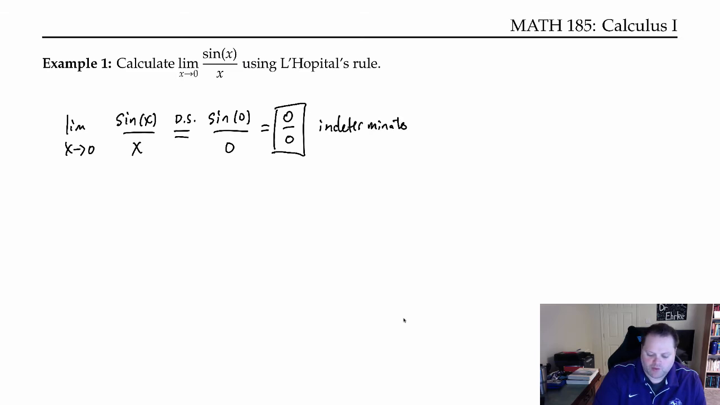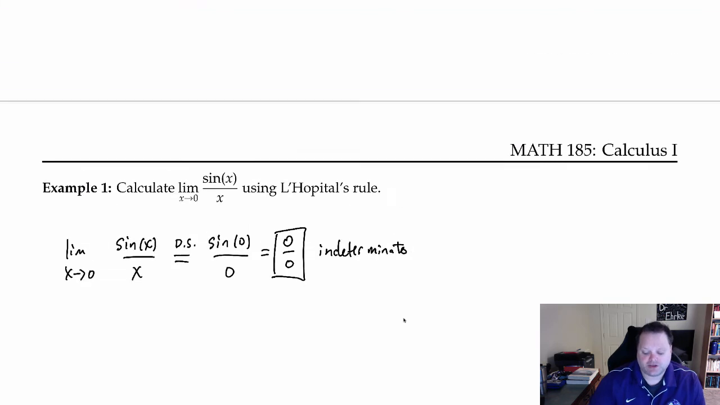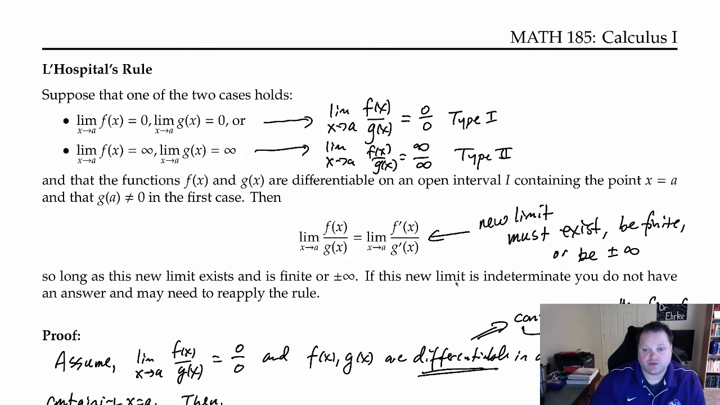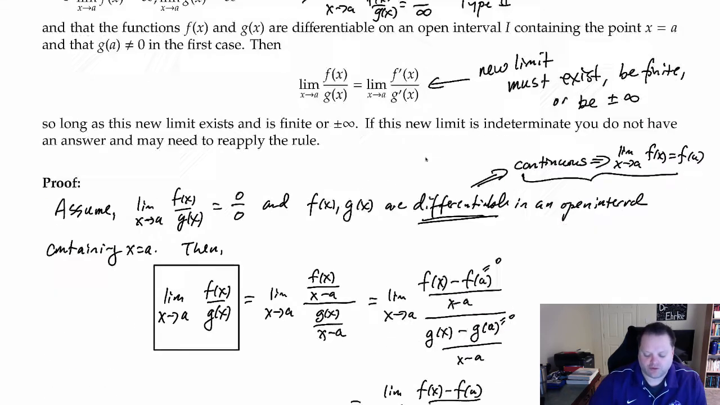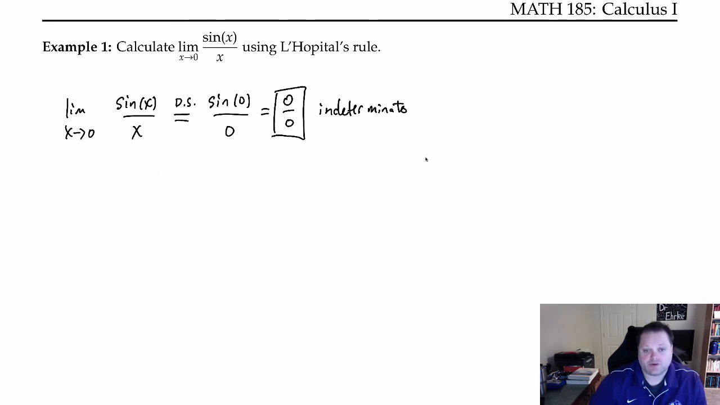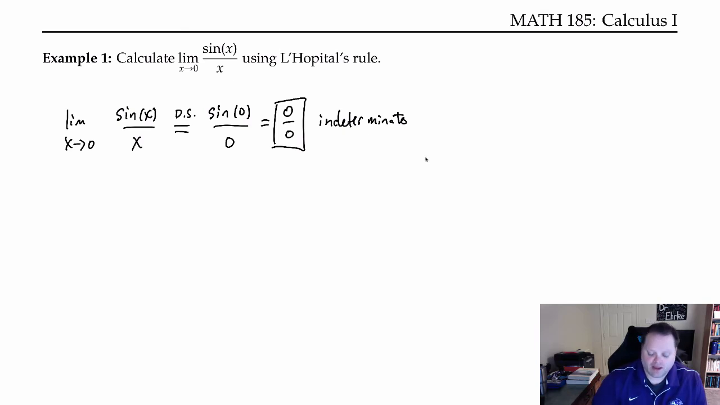Now, if I'm going to apply L'Hopital's rule, I had to check that I was in one of these two cases. Remember, L'Hopital's rule only works if you're in the 0 over 0 or infinity over infinity case. Since we are in the 0 over 0 case, I know I have the correct indeterminate form. So that's always step one, is to check that you have the correct indeterminate form. And then if you realize it's the right indeterminacy, what you do now is to apply L'Hopital's rule.